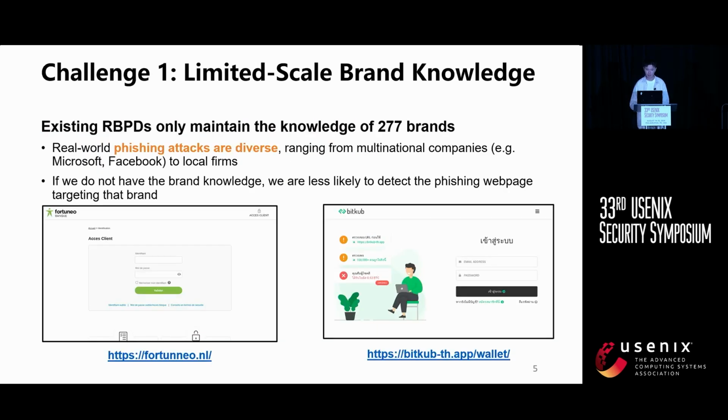However, we do find that there are several limitations in existing work. The first one we call limited scale brand knowledge. The existing solution only maintains the brand knowledge of 277 brands, but phishing attacks are diverse, which can target thousands of brands. 277 is definitely not sufficient.